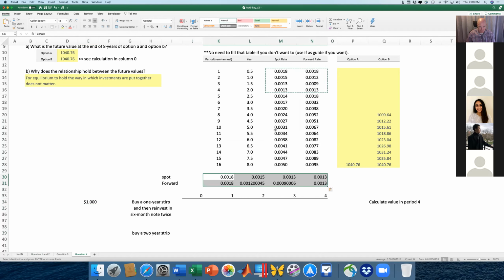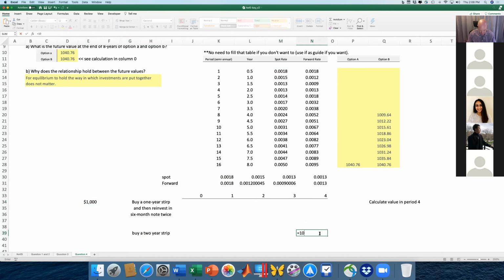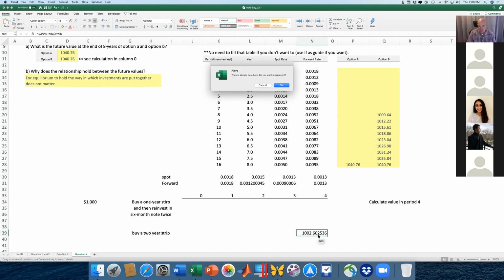Transpose. All right, now I just put those. So this is the spot rate for period 1, period 2, period 3, period 4. And if I buy a 2-year strip, invested $1,000 in it, I would have $1,002, cancel.